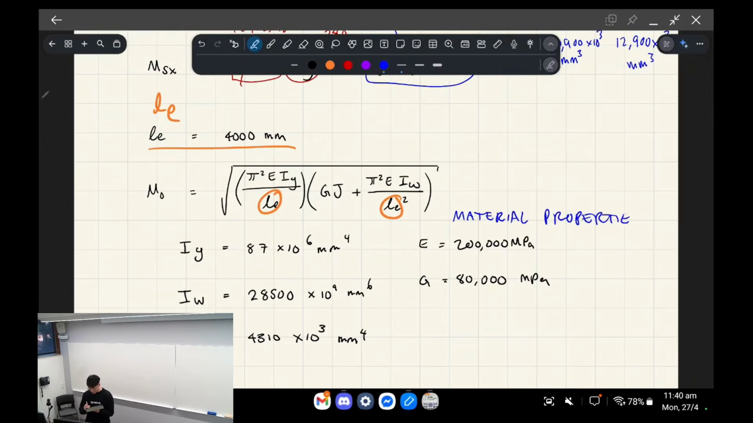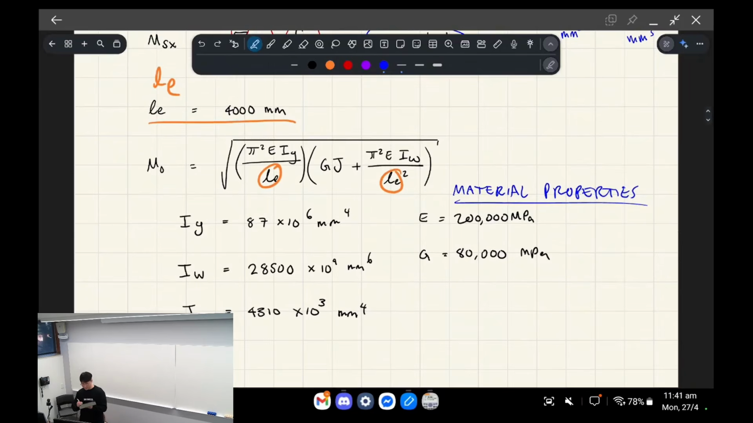So material properties for steel, we take in this course as 200,000 MPa and 80,000 MPa for the elastic modulus and your shear modulus respectively. And that's going to stay consistent, and that's just a factor they put into AS 4100, right?